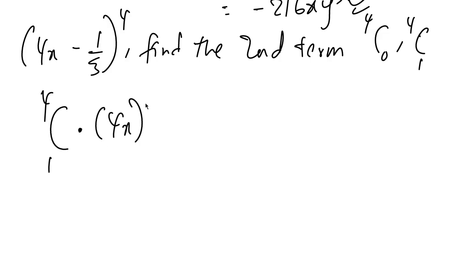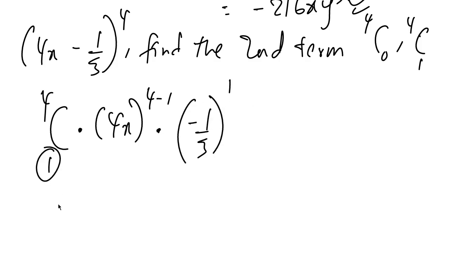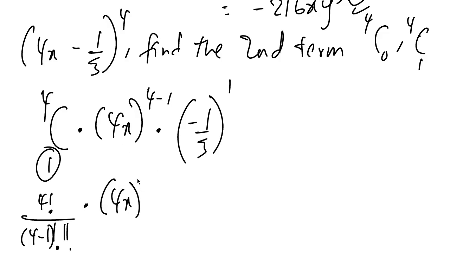4x to the power what? 4 minus 1 multiplied by what? Negative 1 over 3 to the power what? 1. This same 1. You get? So what's 4 combination 1? 4 factorial over what? 4 minus 1 factorial times 1 factorial times what? 4x to the power 4 minus 1 is what?